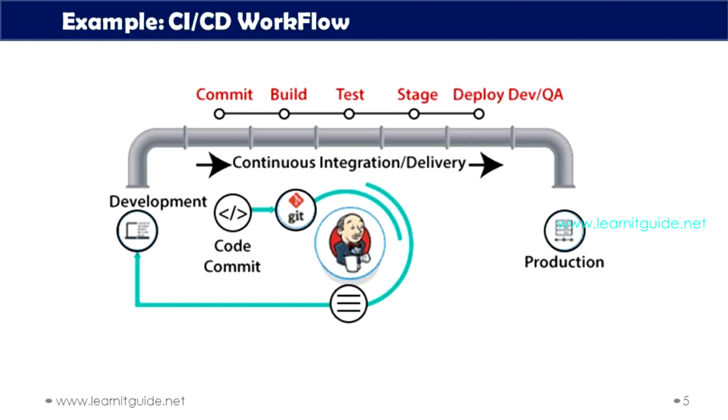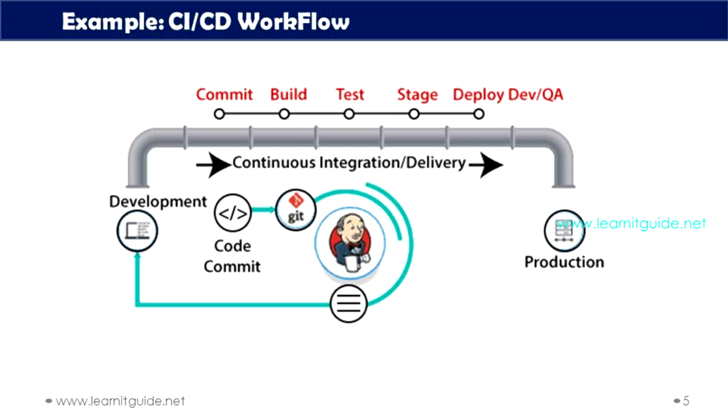This build stage will check out the latest code from the repository, compile the code, and create the build based on your project requirement, like an executable or artifact. This build may include unit tests to ensure code quality. If the build or test fails, the team will be notified.